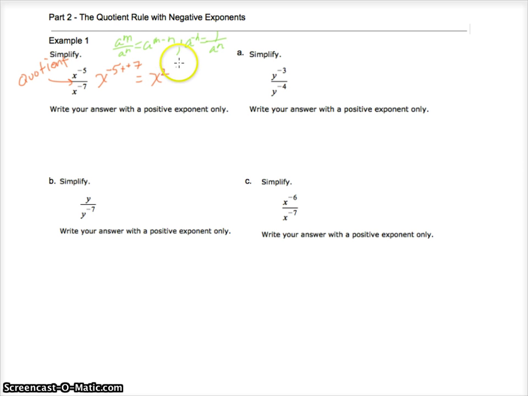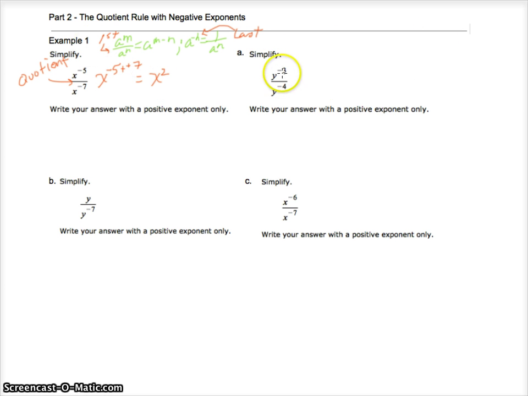So for this one, I did not need to apply my negative exponent rule, but the very first thing I want to do is write it in this form, and then the very last thing I want to do is apply my x to the negative n, if necessary. Let's look at sample A.